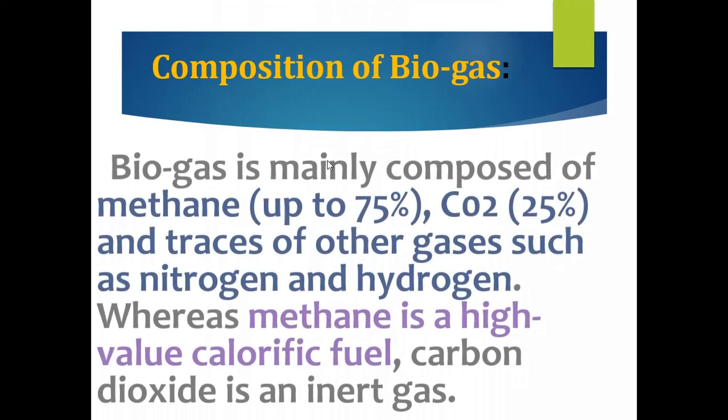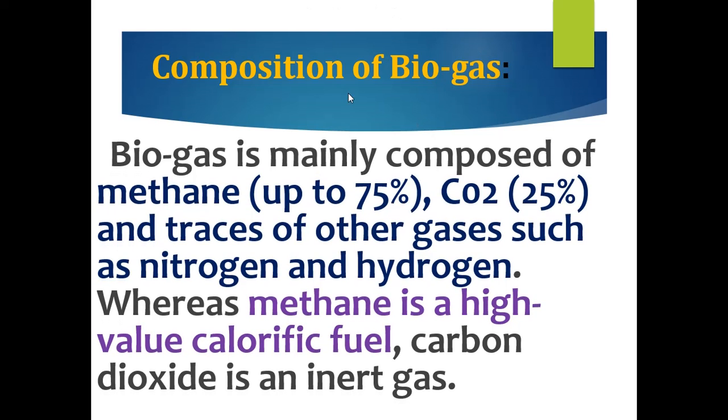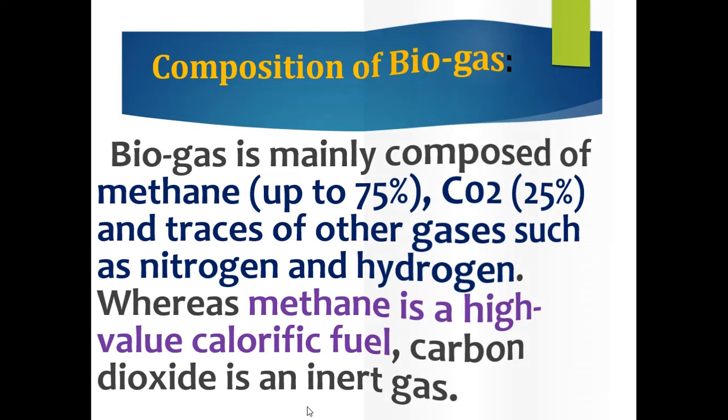Now, composition of biogas. Biogas is mainly composed of methane. Up to 75% of biogas is made up of methane, and carbon dioxide is 25%, and it also contains traces of nitrogen and hydrogen. Methane is a high calorific fuel, which means the energy produced by methane will be high, and carbon dioxide is an inert gas. Inert gas means rare gas.